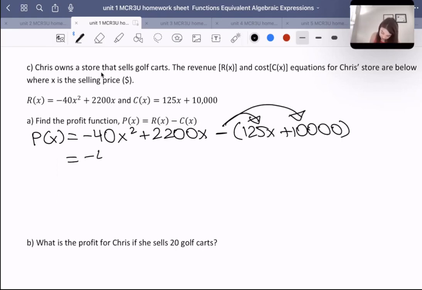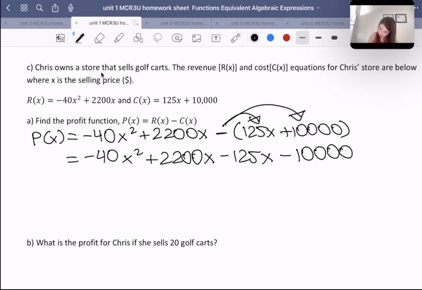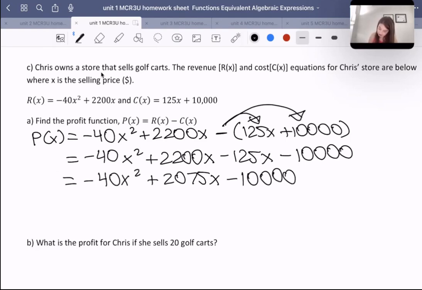So this is minus 40x squared plus 2,200x minus 125x minus 10,000. Okay, so therefore minus 40x squared, and then here we collect our like terms, so we get 2,075x are left, minus 10,000, and so this is his overall profit.